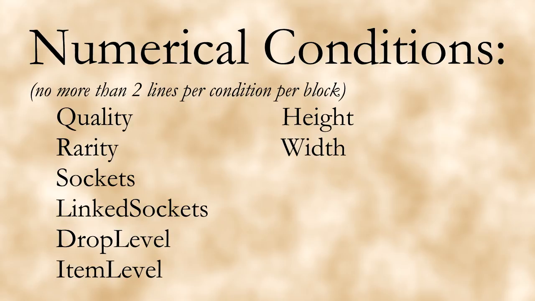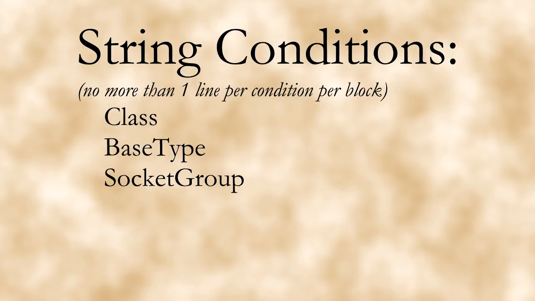These numerical attributes include quality, rarity, sockets, linked sockets, drop level, item level, height, and width. These may each have up to 2 lines in a block. For example, linked sockets less than 6 and linked sockets greater than 3 on separate lines will return 4L and 5L items. Non-numerical attributes, class, BaseType, and socket group may only have 1 line each per block.